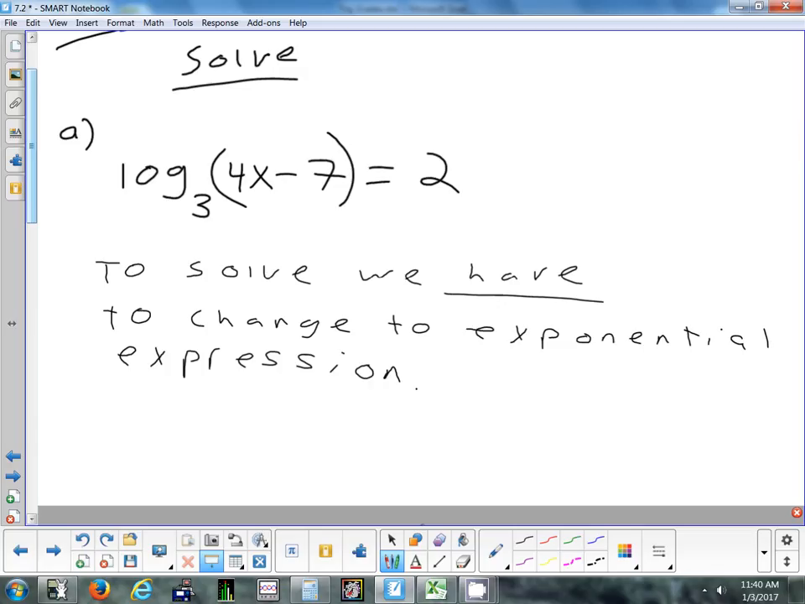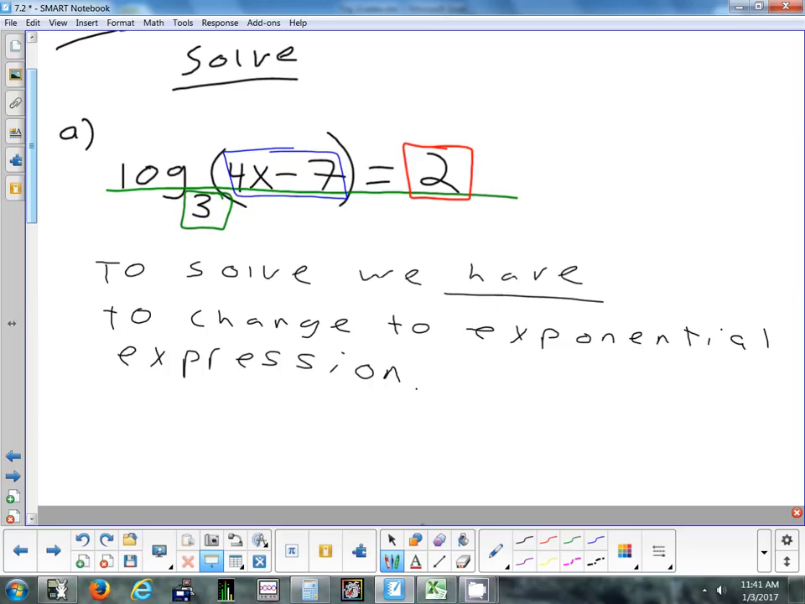Okay, before we change it, let's just identify what's what. What's my base here? Three. Base is always the number that's written lower than everything else. Okay, so that's my base. Claire, what's this 2 going to turn into? It's the number that's by itself. Yeah, that's going to turn into an exponent. And then the only thing I haven't used is this 4x minus 7. That's all stuck together. That's the argument.